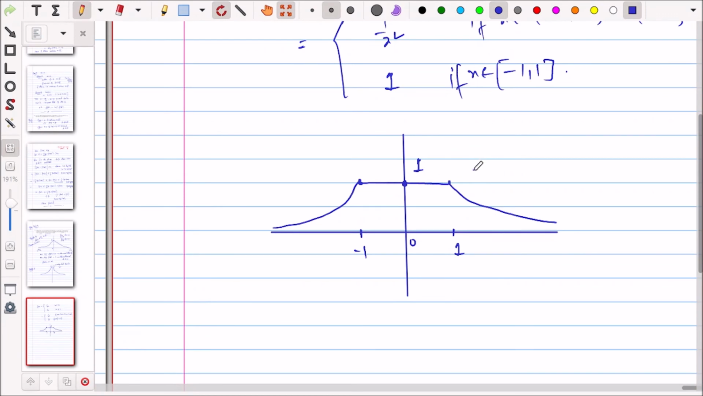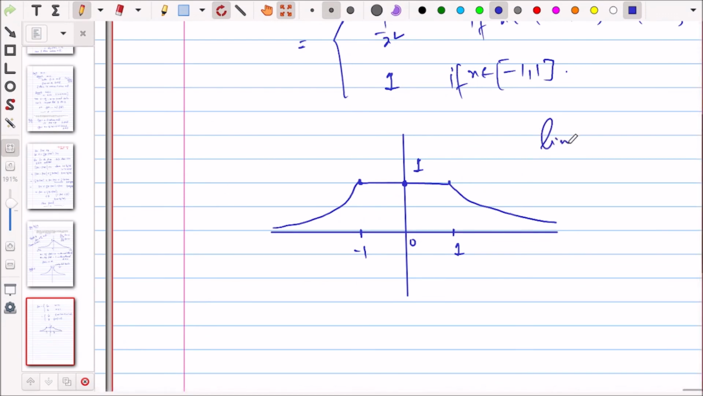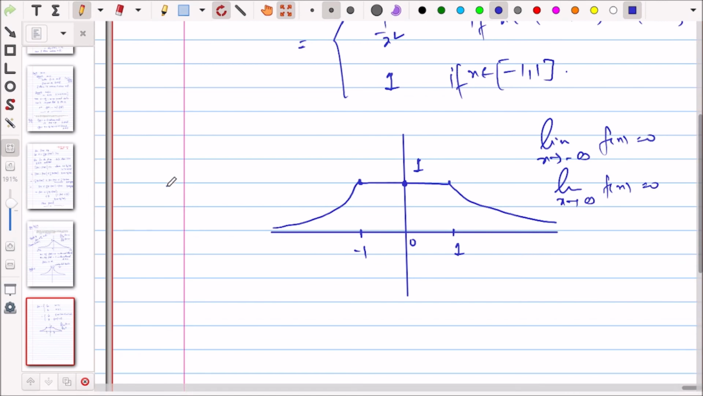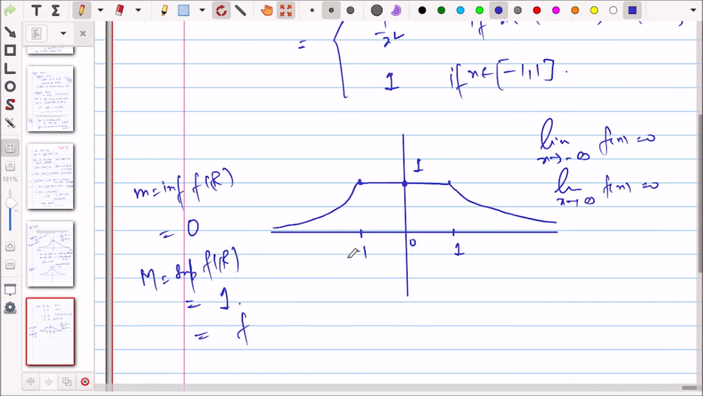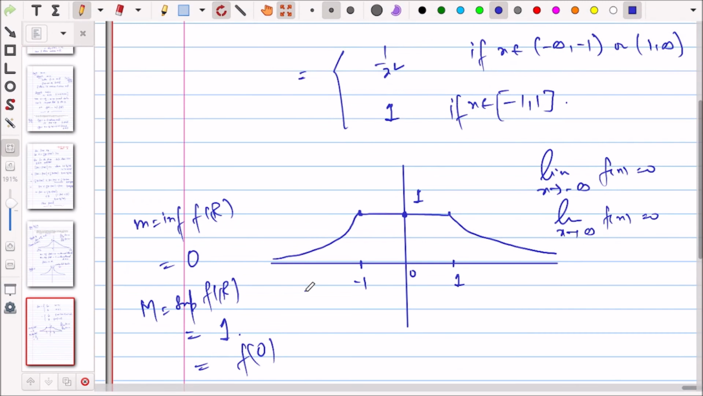So clearly the limit as x tends to minus infinity of f of x is 0, and the limit as x tends to infinity of f of x is 0. The infimum of f over R is 0, and the supremum of f over R is 1, which is attained at any point in between, so it is attained at all those points, in fact at 0 also. So this is another example.